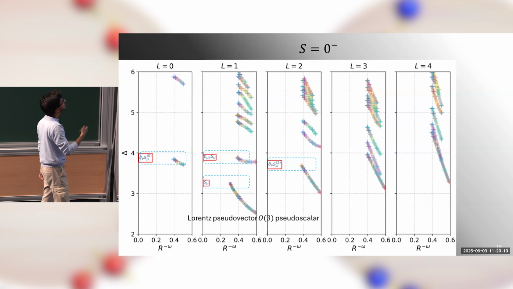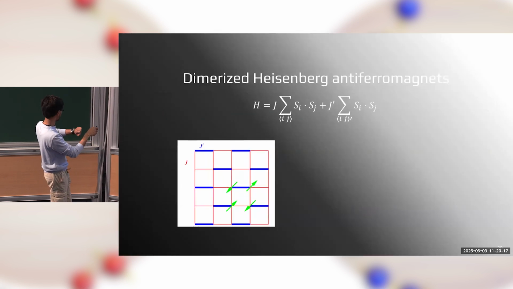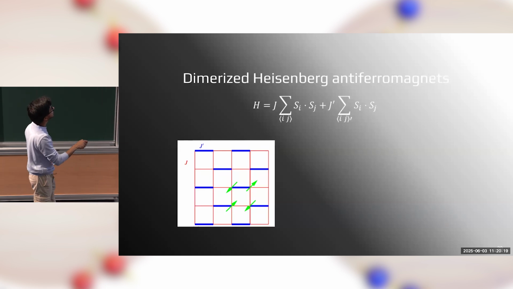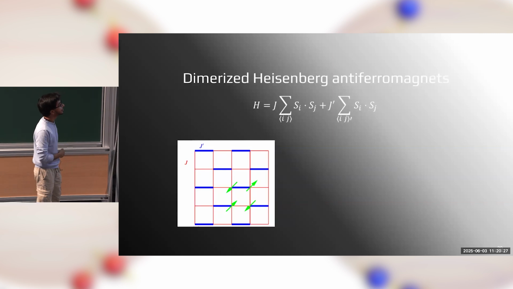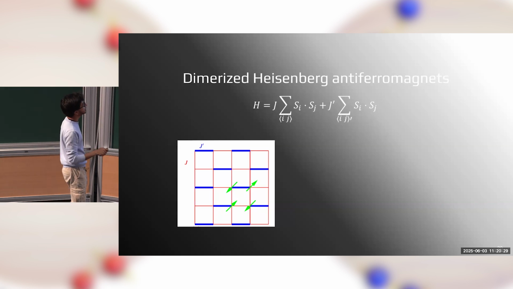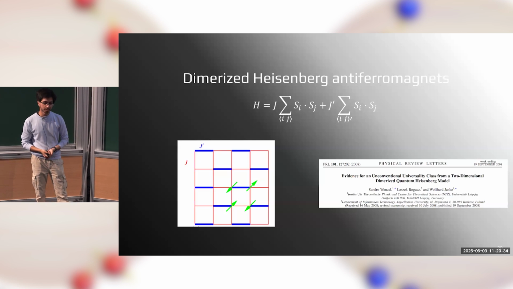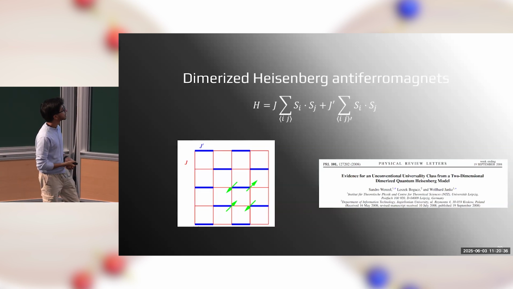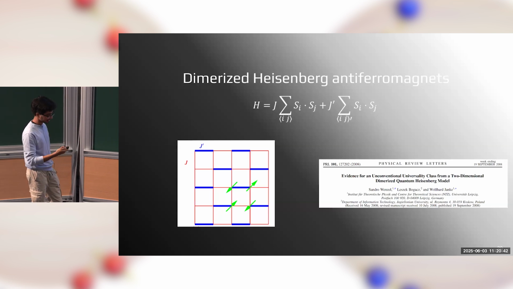In this class of models, blue is J prime and red is J. And in these dimerised Heisenberg antiferromagnets, there are two different phases: the columnar phase and the staggered phase. Then there was a paper in 2008 where they found that in the staggered phase there are vastly different critical exponents that don't match the Heisenberg universality, and they thought perhaps there is a new universality class.